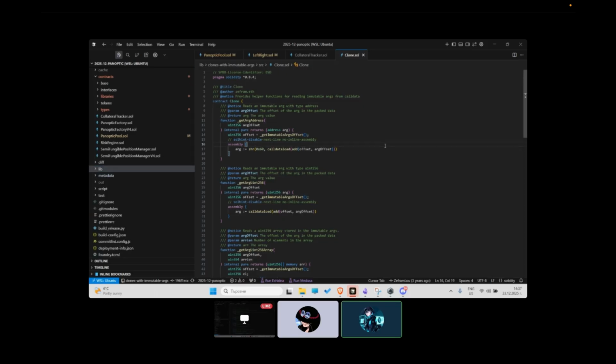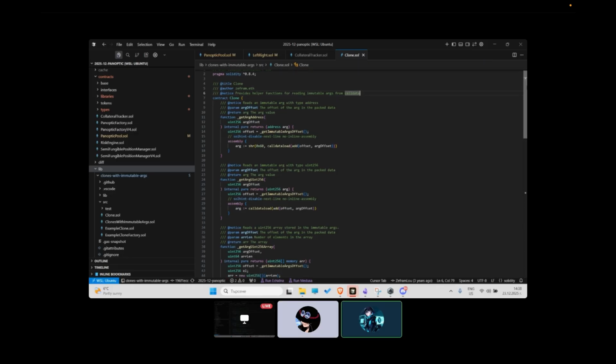Is this in scope, or where is this from? Where can you see the repo? Who made this clone? Panoptic. It's a library, that's fine. So immutable args. Read immutable arguments from call data. But this is not in scope. I'm fine, I just wanted to know how it works.